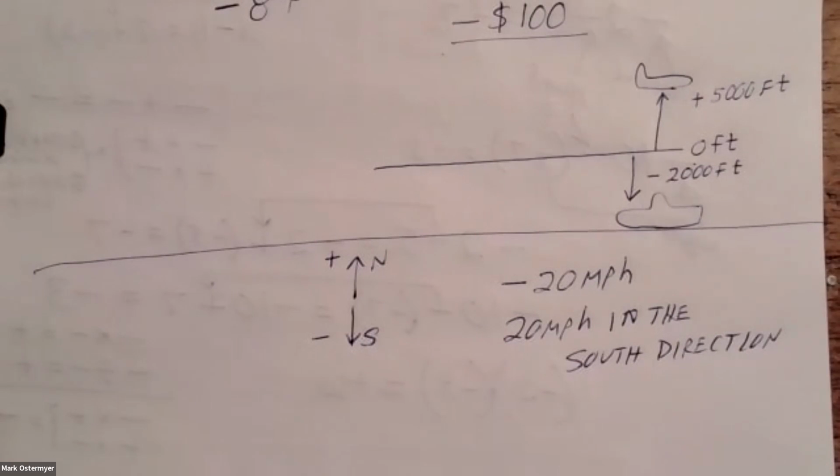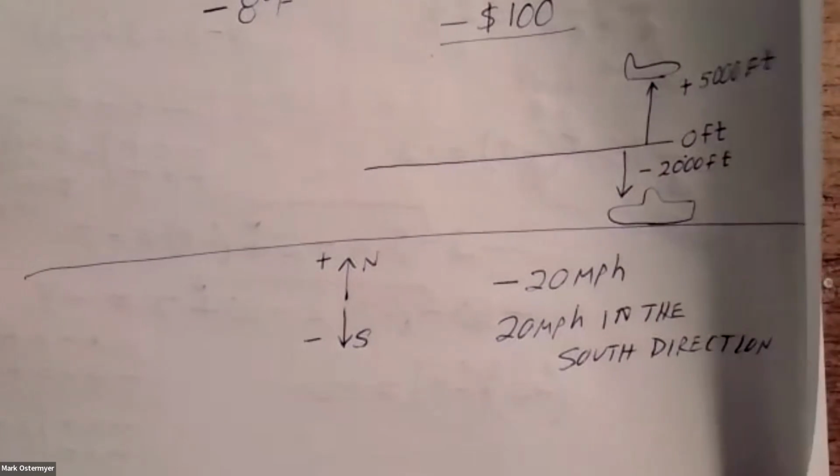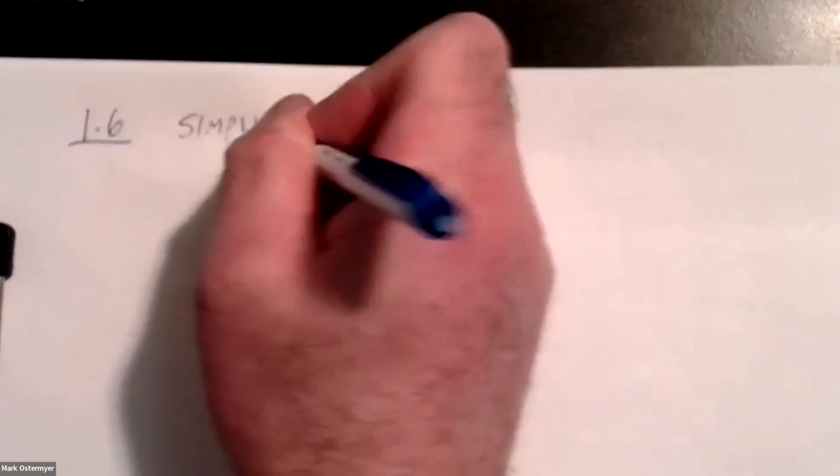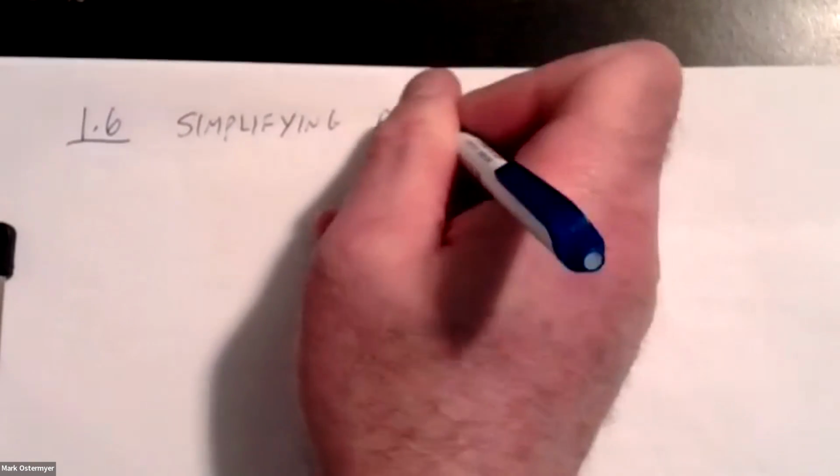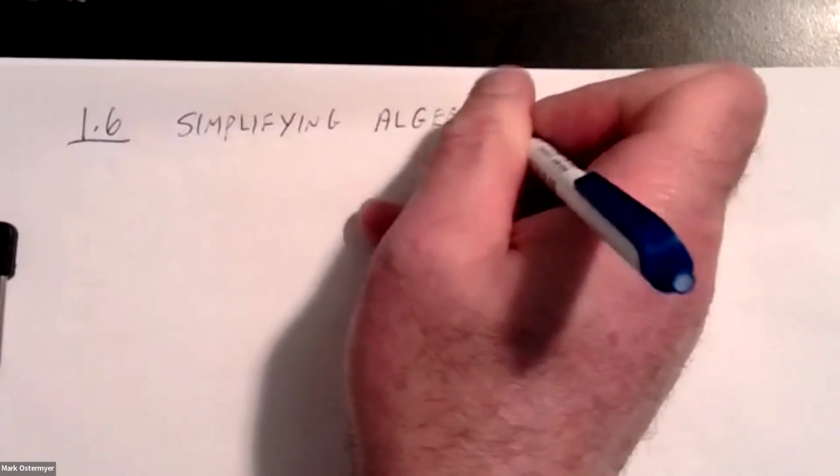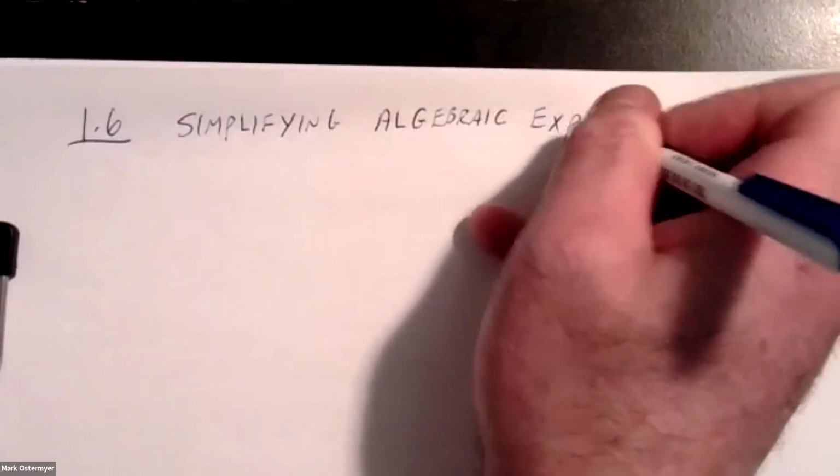So negative signs do have a lot of relevance in our everyday lives, whether we realize it or not. Now, there's going to be times in this course when we start working with letters or variables, ladies and gentlemen. It's really the concept of a variable that separates a course in basic math from that of algebra and beyond. In section 1.6, we're going to embark on simplifying algebraic expressions.